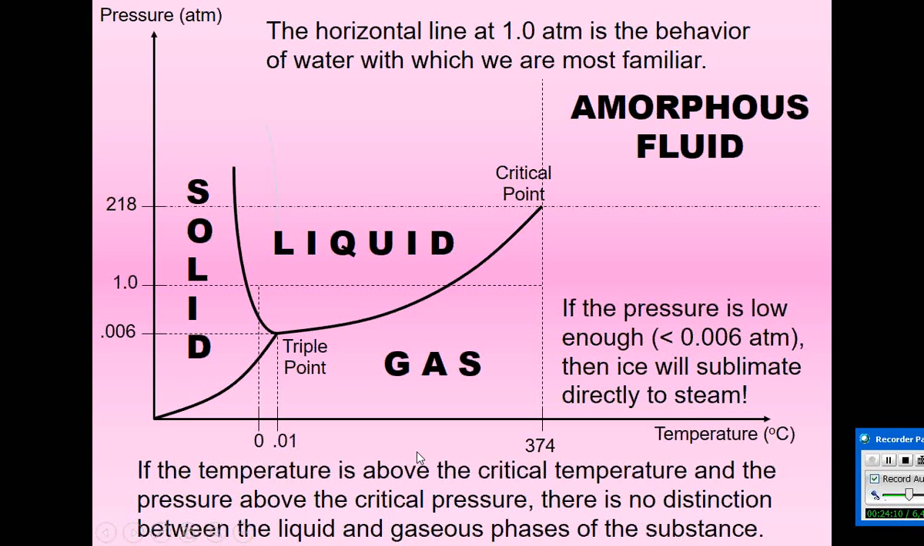On the horizontal axis, you see temperature. On the vertical axis, you see pressure in atmospheres. The vertical demarcation 1.0 represents 1 atmosphere. This is what you are used to.